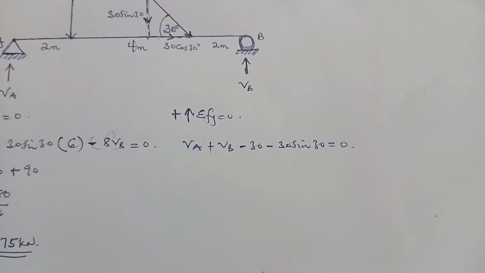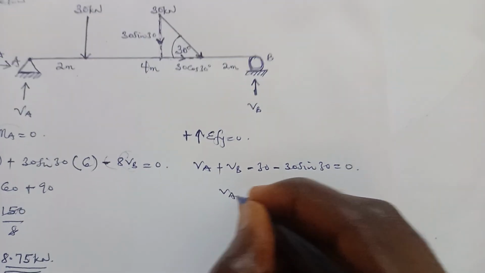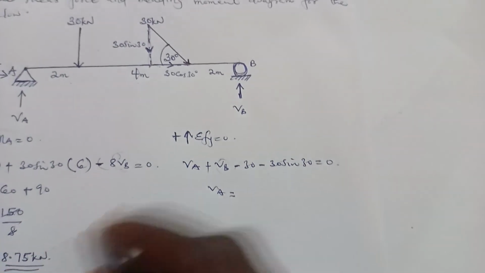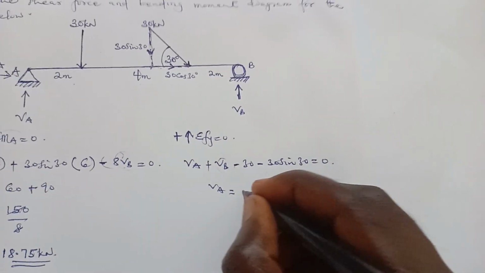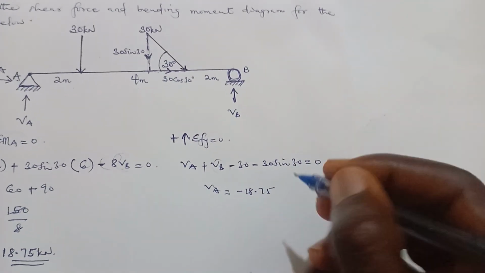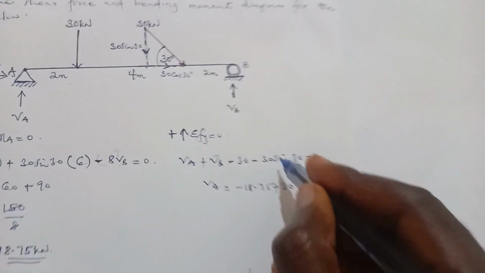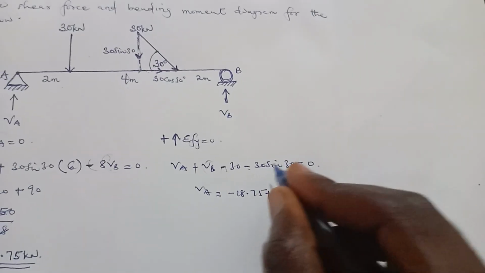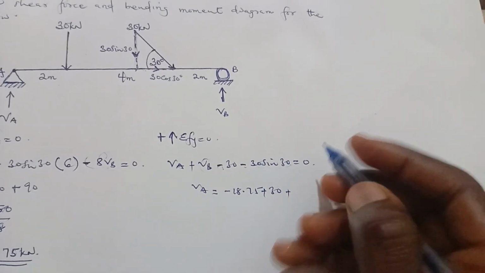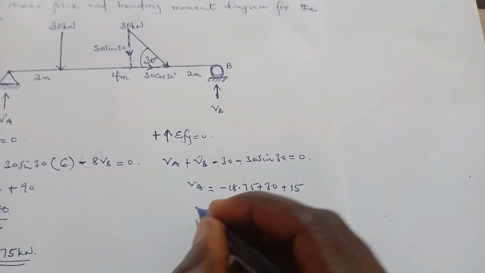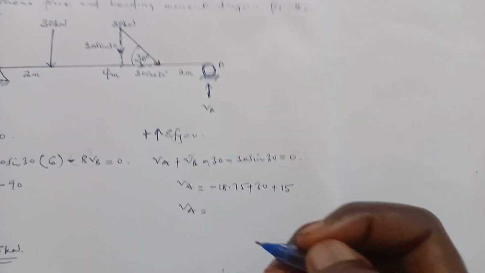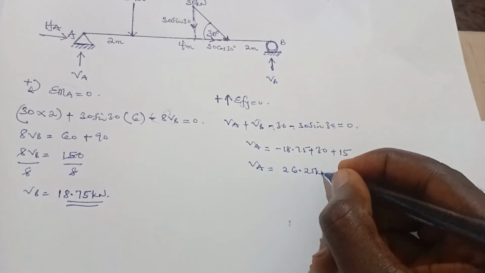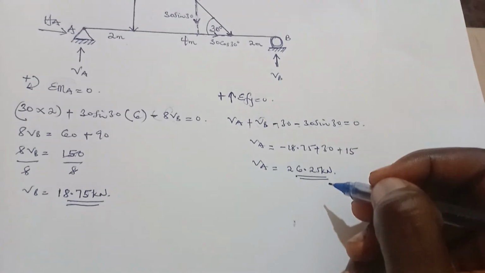Then we'll make VA the subject. So VA is equal to negative VB, which is 18.75, plus 30. Then the vertical component moves across and it's going to be plus 15, since 30 sine 30 is 15. VA is equal to 26.25 kilonewton. And that's VA.